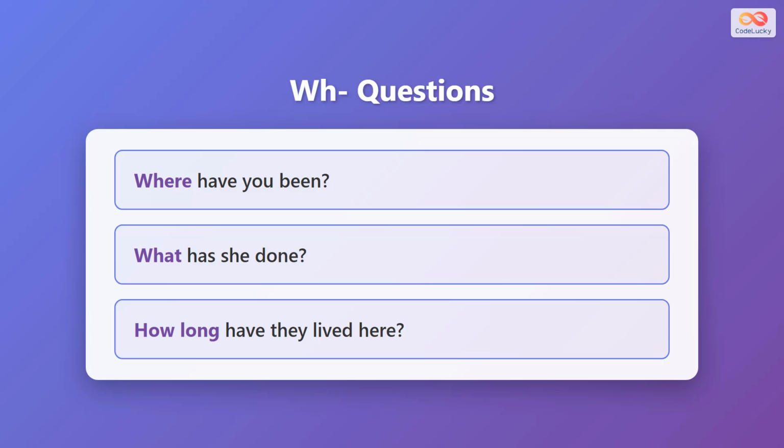We can also use WH question words with the present perfect. For example, where have you been? What has she done? How long have they lived here? The WH word comes first, then have or has, then the subject, and finally the past participle.